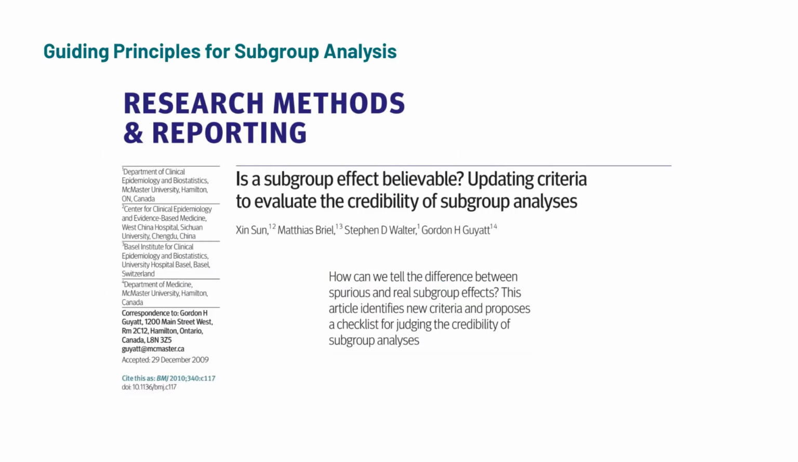Here's the anchor for how we think about subgroup findings. Sun, Briel, Walter, and Guyatt asked a simple question. Is a subgroup effect believable? Their BMJ paper reframed the debate from a yes-no verdict to a credibility continuum from highly plausible to extremely unlikely. They reviewed common pitfalls, drew on prior guidance, and then updated the field with a clearer structure for judging subgroup claims. Importantly, they proposed a practical checklist organized around design, analysis, and context. That way, anyone can weigh the evidence systematically rather than chase isolated p-values.